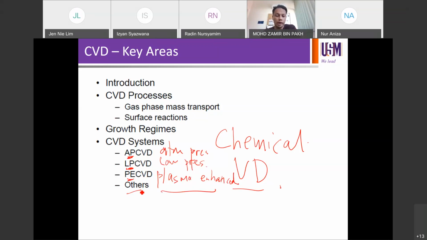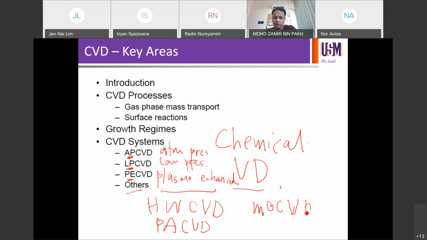And others. We have hot wire CVD, HWCVD. We also have, I don't know, in publications PA-CVD, plasma assisted CVD. We also have AP, LP, PE, AP, and MOCVD, I forgot. Metal organic chemical vapor deposition. This we use at Aino to make GaN LEDs. Right, MOCVD, metal organic CVD.